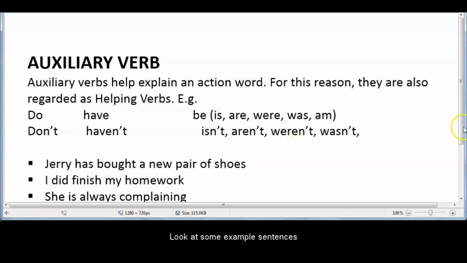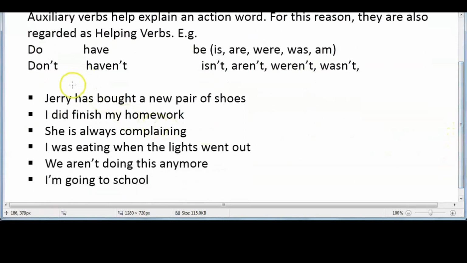Let's look at some example sentences. Jerry has bought a new car. The auxiliary verb helps explain the verb bought, the action bought. I did finish my homework. Did is the auxiliary verb, and it is explaining the action word finish. She is always complaining. Is the auxiliary verb. It explains the action complain.